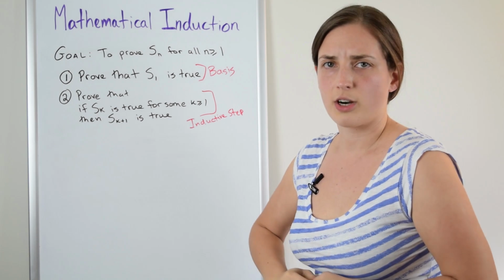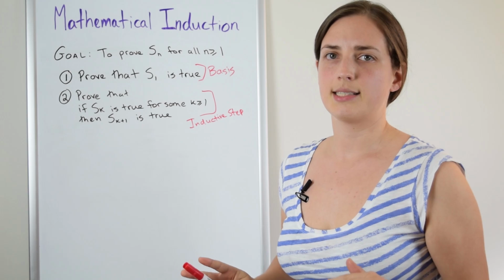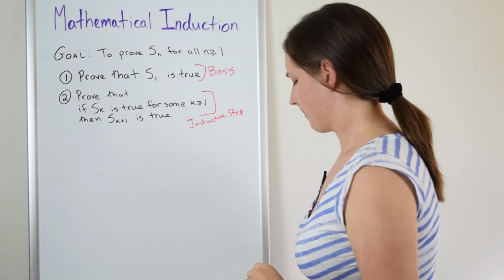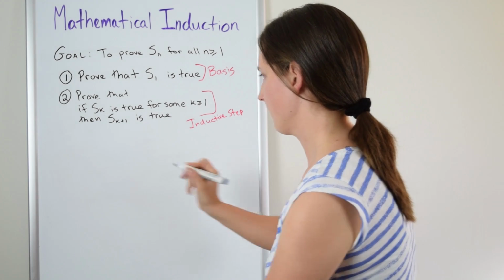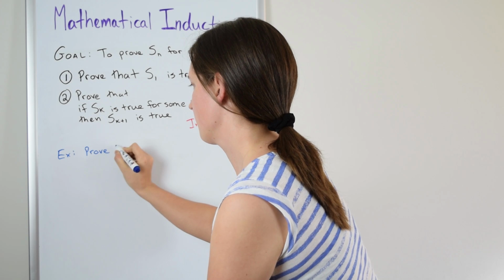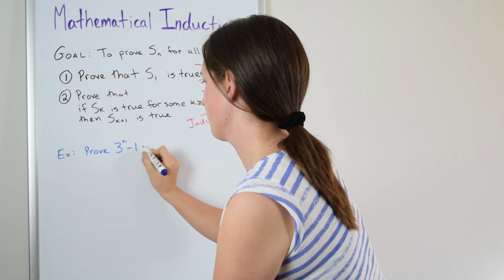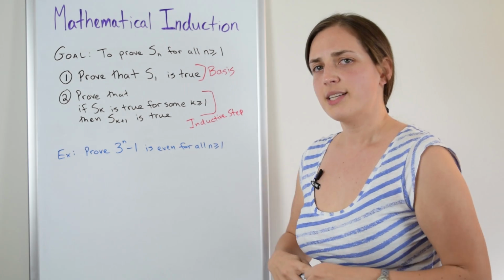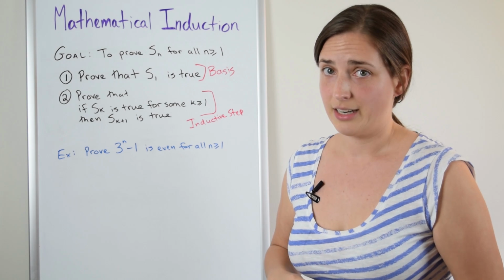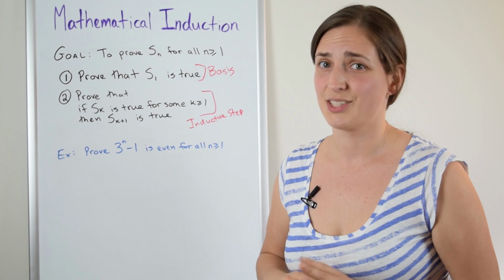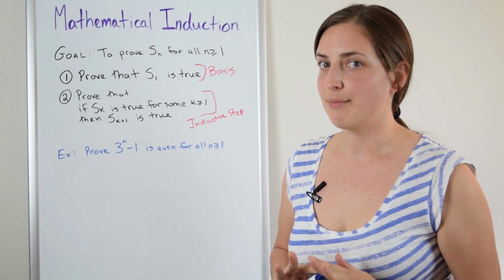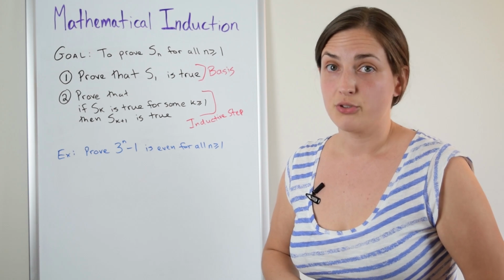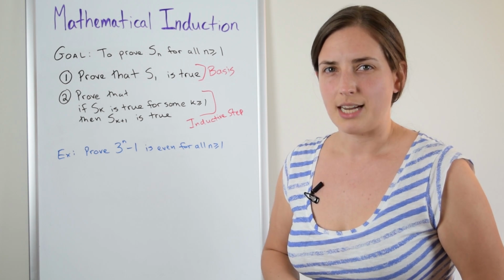So to show you how this works in practice, I've chosen a really easy example so that if this is the first time you've seen mathematical induction, it should be really clear. Prove that 3 to the power of n minus 1 is even for all n bigger than or equal to 1. The reason I've chosen this example is because it's pretty clear that 3 to the power of n minus 1 is going to be even. So you don't even really need mathematical induction to do this. You can use other methods. But mathematical induction can be used, and it's very straightforward. So let's work through the steps together.